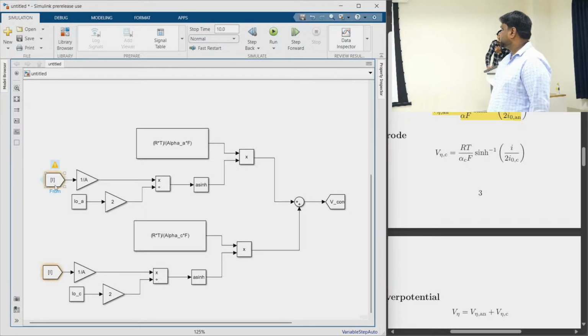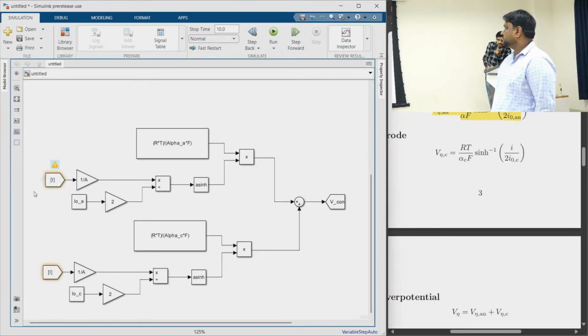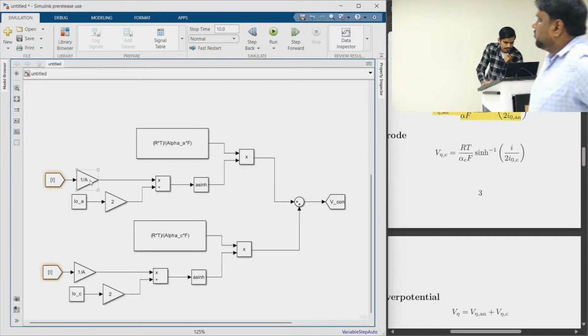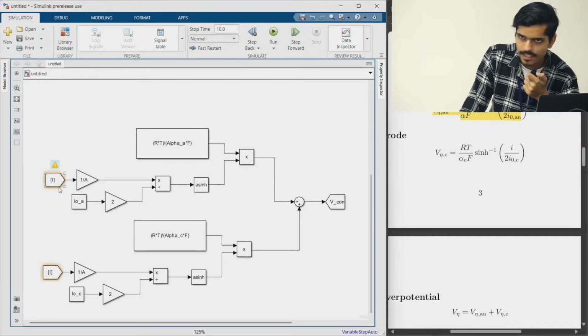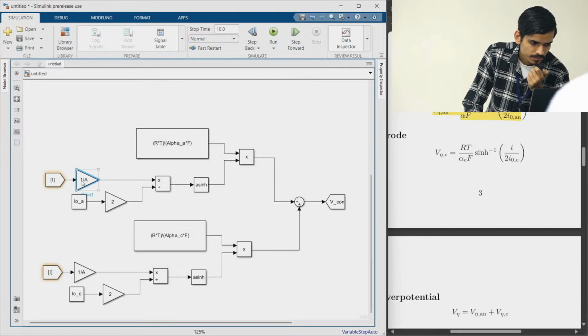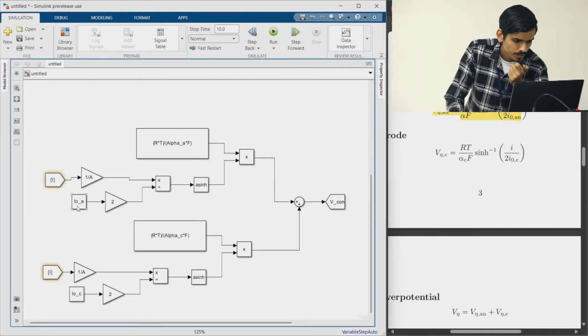So basically here we are getting the current from our circuit itself. After that we are dividing that current by the area to get the current density, because when we calculate the activation overpotential, we use current density, not the current directly. Please note this, because this will create an error.